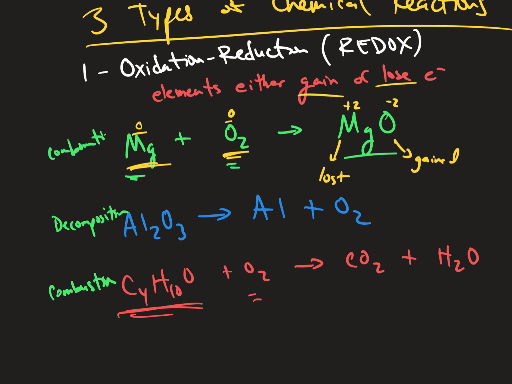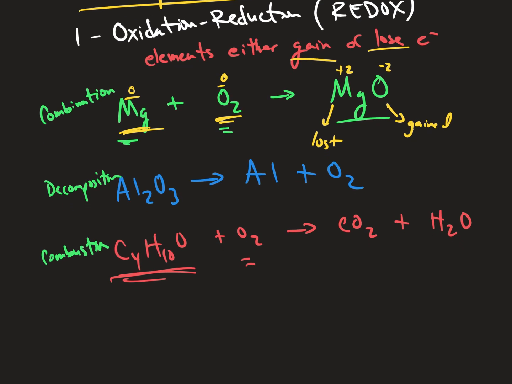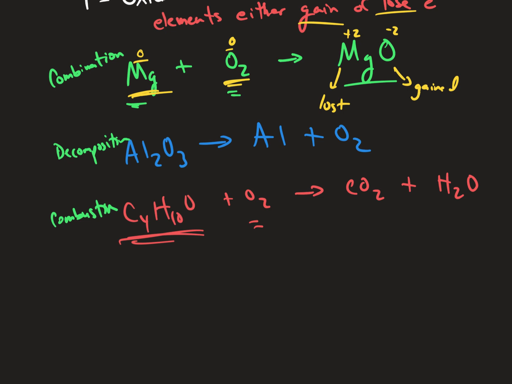Slow down. So all three of these are examples of oxidation reduction reactions. There is one more type, maybe I should show you. Aluminum plus, let's say, HCl gives us AlCl3 plus H2. So this one we call a single replacement reaction.